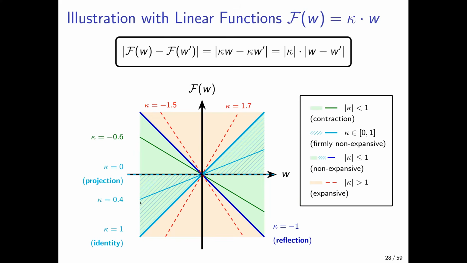So everything which has this cyan blue color here, this hatched area, all of this is firmly non-expansive. And then non-expansive is everything together between kappa equals -1 and kappa equals 1 and everything in between. And outside of this, if kappa is larger than 1 in absolute value, we are in this orange area, and we have these two examples here, these dashed red lines, and those correspond to what we then call expansive functions.